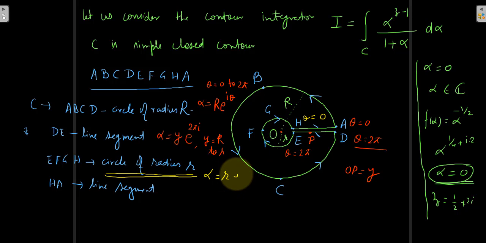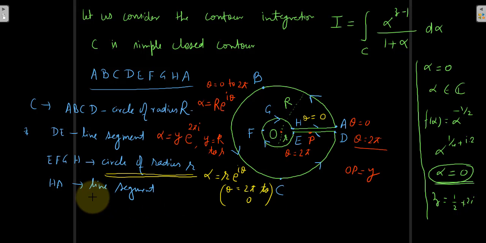It is constant, e to the I theta, but this time theta varies not from 0 to 2 pi, it is 2 pi to 0, right? It is 2 pi to 0, because if you write theta varies from 0 to 2 pi, it means that you are tracing this smaller circle anti-clockwise, but this smaller circle has to be traced clockwise. So theta varies from 2 pi to 0, right?